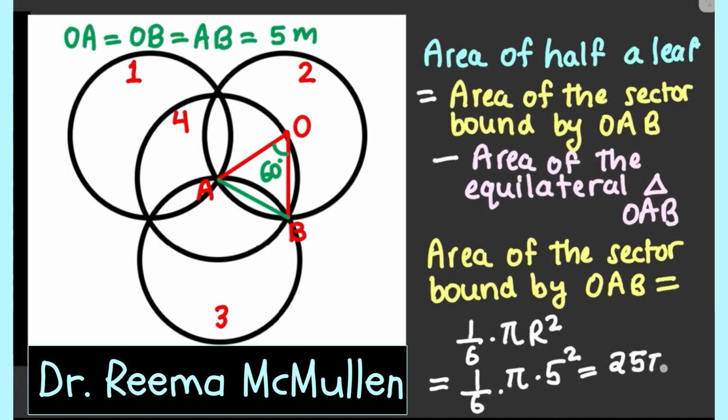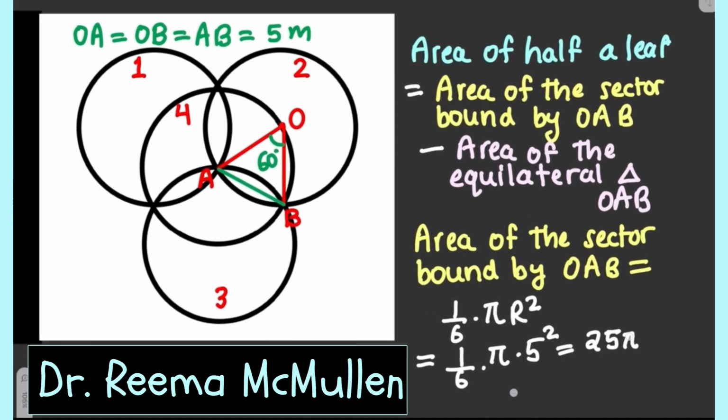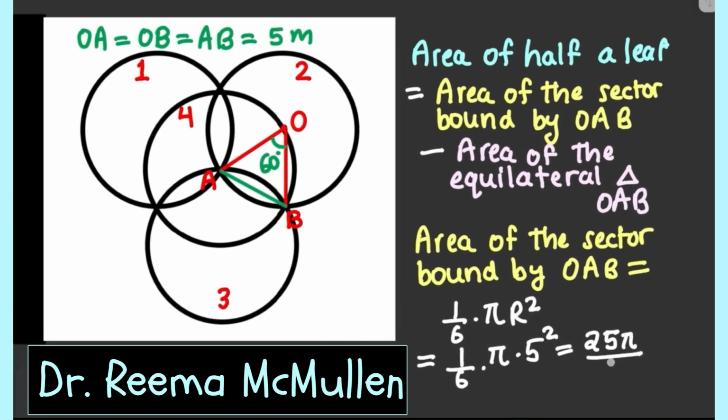25 pi over 6 meter square. Why this meter square? Because we have this 5 squared, and each of the 5 is actually a 5 meter. So yeah, we can put it here too. So 25 pi over 6 meters square. Let's just leave it in this format for now.